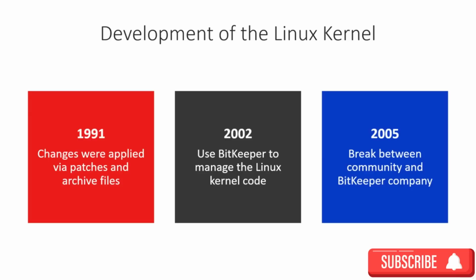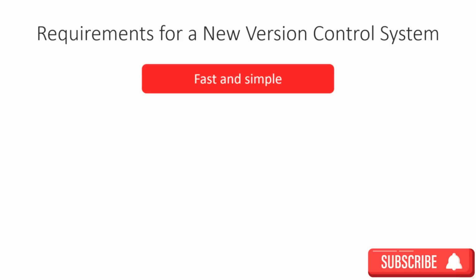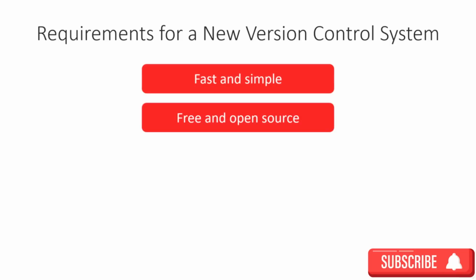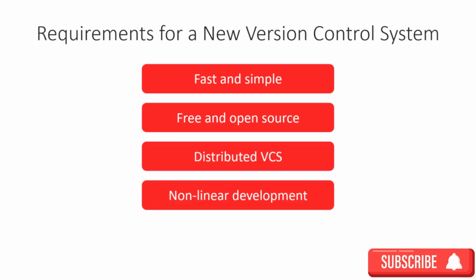This was the point when Linus Torvalds decided to develop his own version control system for the Linux kernel. And so he and the Linux community came up with some requirements for that new version control system. It should be fast and also simple. It should be free and open source. It should be a distributed version control system, and it should allow strong non-linear development.